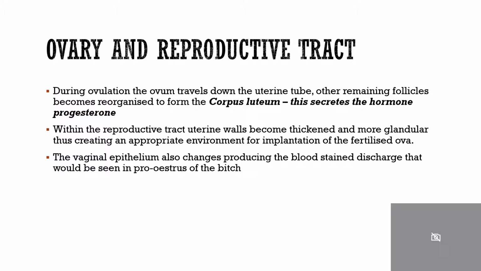The ovary and reproductive tract. During ovulation, the ovum travels down the uterine tube. Other remaining follicles become reorganised to form the corpus luteum, and that secretes the hormone progesterone. Within the reproductive tract, the uterine walls become thickened and more glandular, thus creating an appropriate environment for the implantation of the fertilised ova, if that is the case. The vaginal epithelium also changes, producing the blood-stained discharge that would be seen in the proestrous stage of the bitch's cycle.